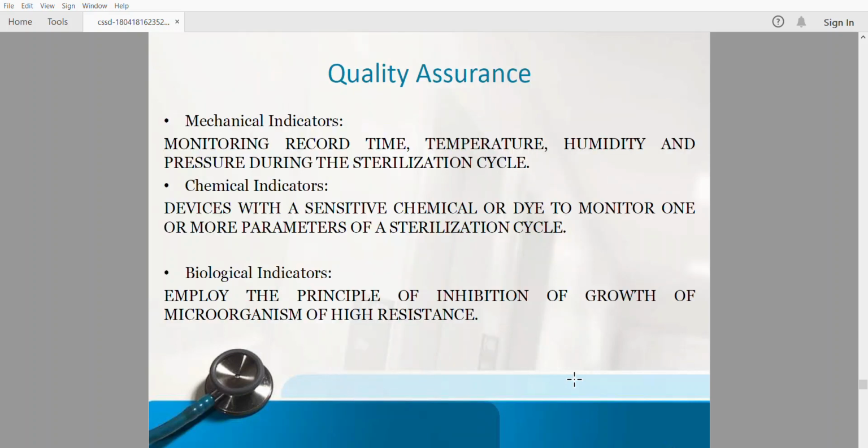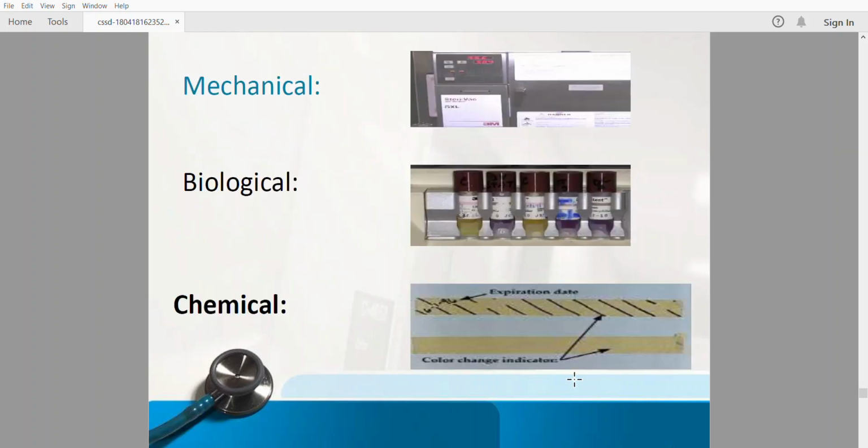Quality assurance. Mechanical indicators monitor and record time, temperature, humidity and pressure during the sterilization cycle, which is of prime importance. Chemical indicators use sensitive chemicals or dye to monitor one or more parameters of the sterilization cycle. Biological indicators employ the principle of inhibition of growth of microorganisms of high resistance. So the different indicators available in the quality assurance cycle are mechanical, chemical and biological.